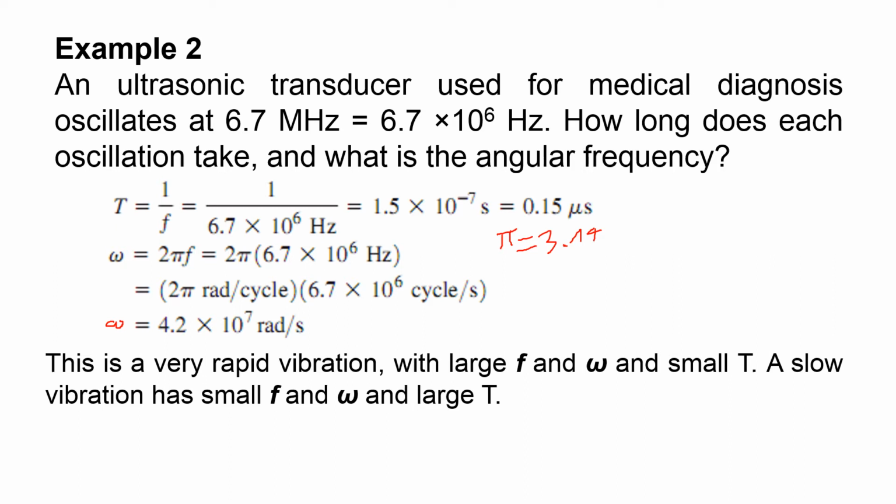This is a very rapid vibration because the time taken for one complete oscillation is very small, 0.15 microsecond. If the period is very small, the vibration is very quick or very rapid. If the period is very large, the vibration is not rapid, it is slowing down.